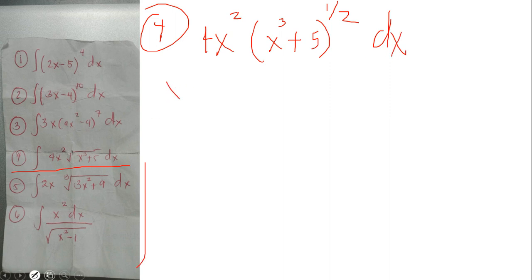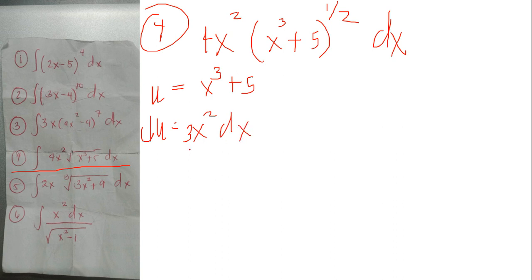So, yung u natin dyan, wait lang. Yung u natin dito is x cubed plus 5. Tapos, yung du natin dito is, I mean, 3x squared dx. So, divide mo sa 3, divide mo sa 3. Yan. So, yung x squared dx natin is du all over 3. So, yung ating shortest na version ng equation is u raised to 1/2.